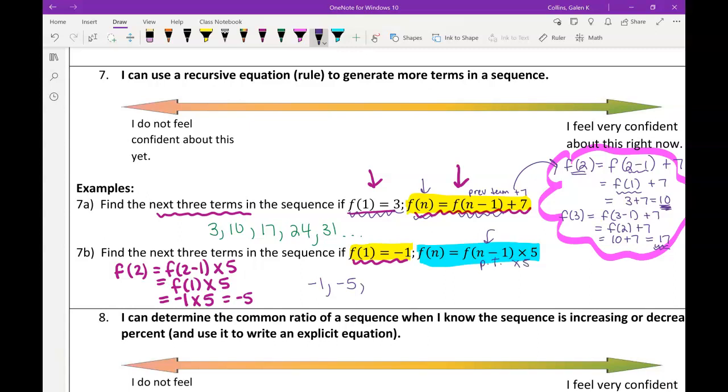So that's going to become -25. My brain just took a moment there. And then our next term would be -125.